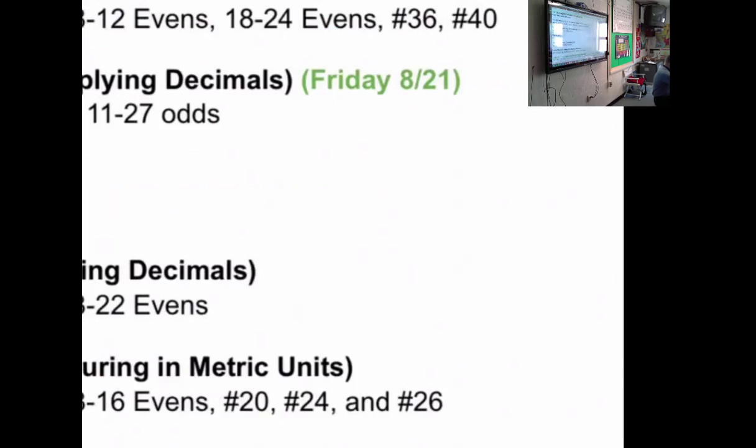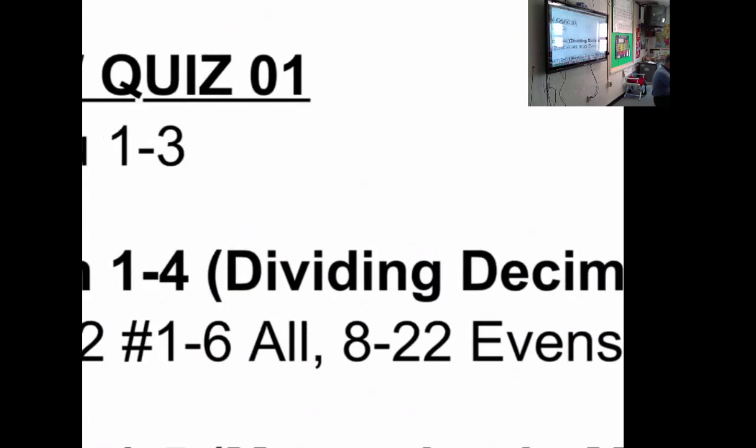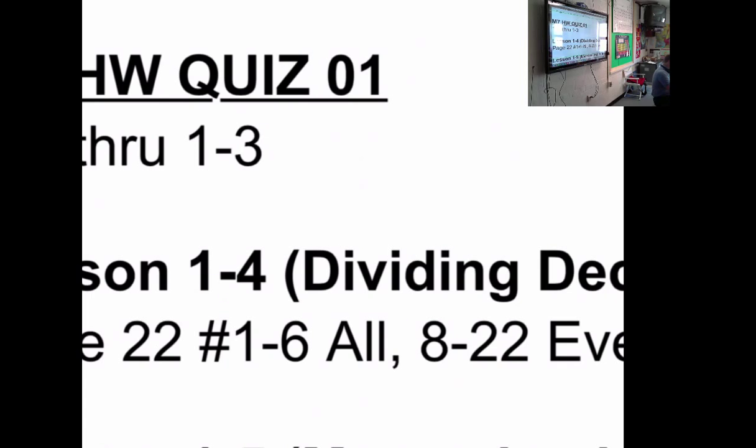Dividing decimals. Page 22, 1 through 6 all, 8 through 22 the evens. When you have written that down, you may go.